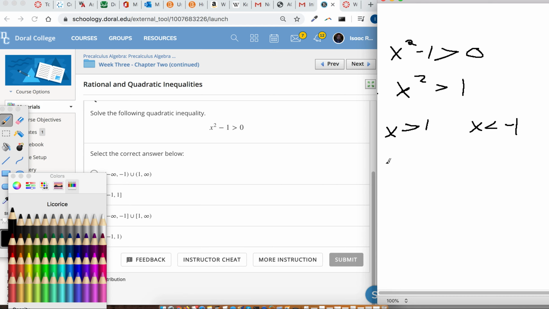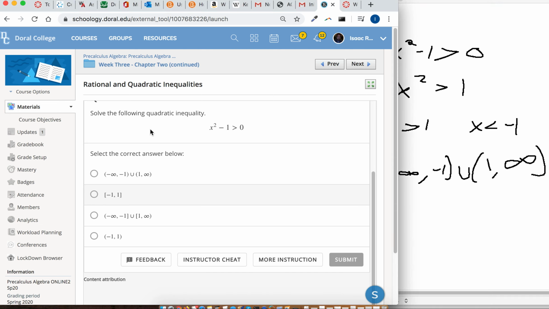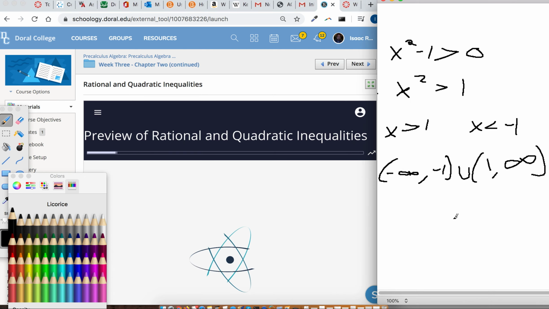So in interval notation, it means negative... I'm looking at this one here. This is as small as we can go in our solution. You can go to negative infinity, but then you've got to stop when you get to negative 1, union positive 1 to positive infinity. That one looks like our guy. Let's see what else we got.